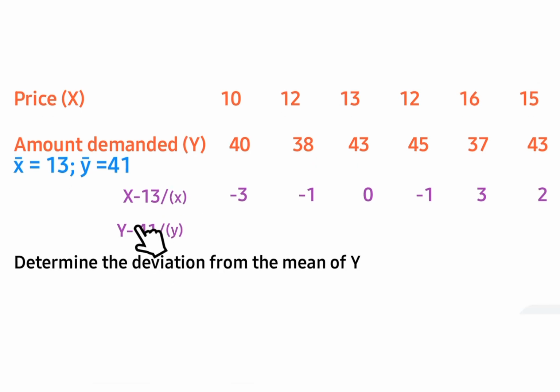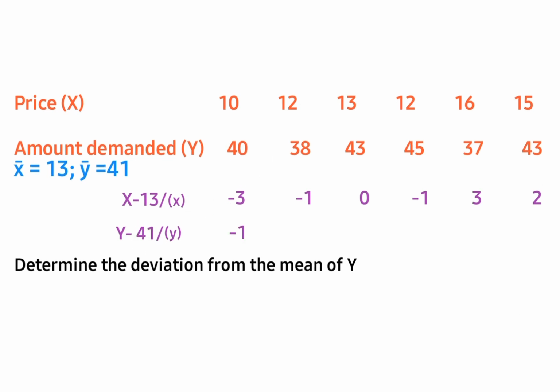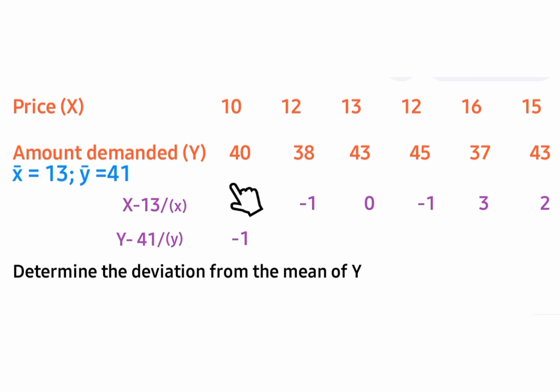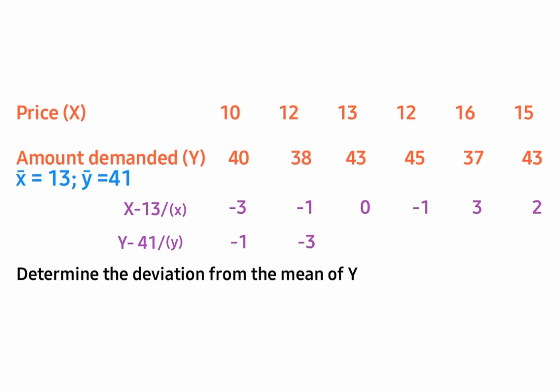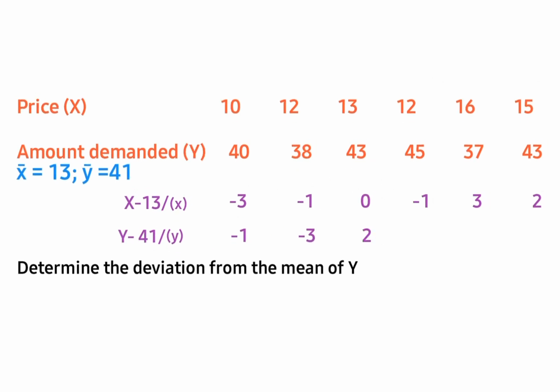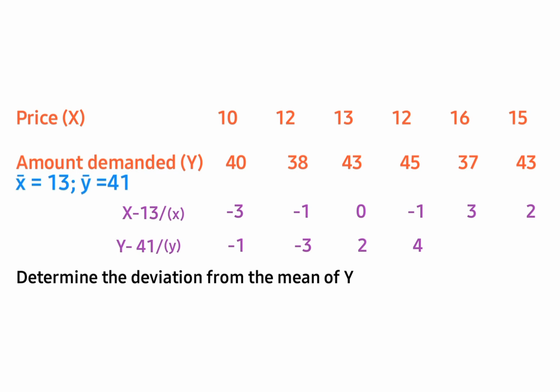We'll go now. The first Y here is 40 minus 41, which gives minus 1. Next we have 38 minus 41, minus 3 here. 43 minus 41, 2 here. 45 minus 41, 4. 37 minus 41, minus 4. Lastly, 43 minus 41, we have 2 here. So we've succeeded in determining the deviation from the mean of Y.